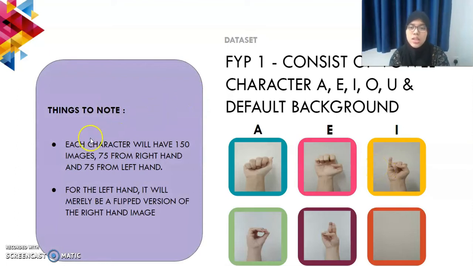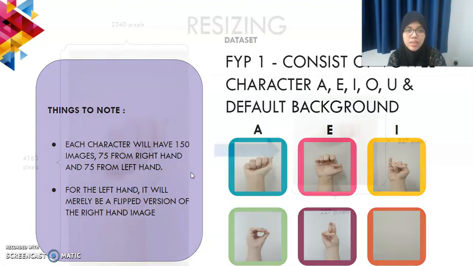Okay, things to note. Each character will have 150 images, 75 from the right hand and 75 from the left hand. This is because sign language does not exactly specify which hand should be used, instead they only say that the user will have to use their dominant hand. So that's why I prepared equal values from each hand. For the left hand, it will merely be a flipped version of the right hand image, meaning the left hand image will merely be 180 degrees of the right hand image.